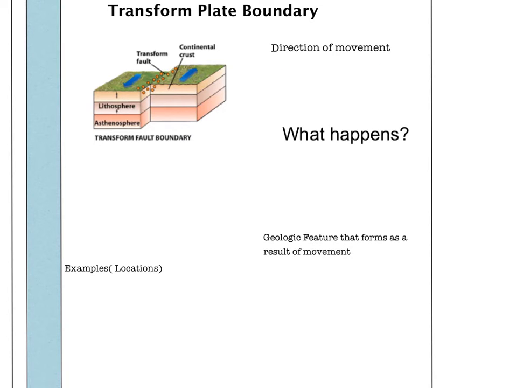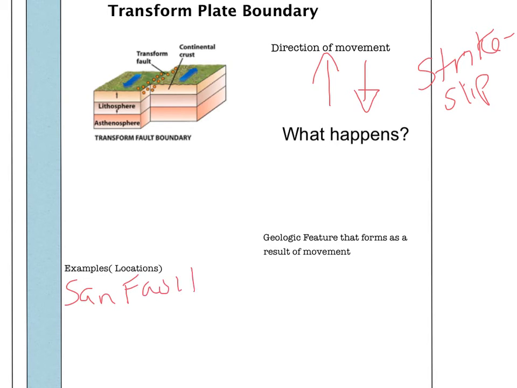Transform plate boundaries. The plates slide past each other, known as a strike-slip motion. Plates on either side of a fault rub against each other, shattering rocks, creating tension, and shearing the edges of the 2 plate boundaries. Examples of this are the San Andreas Fault, which is an example of the Pacific plate and the North American plate sliding past one another.